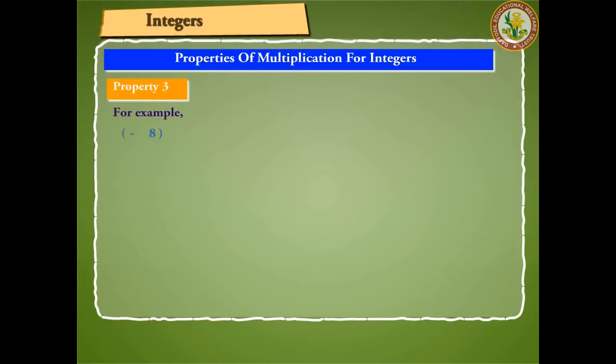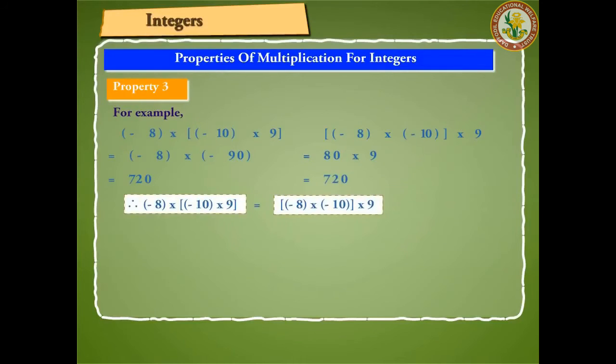For example, (-8) × (-10) × 9 = (-8) × (-90) = 720, and [(-8) × (-10)] × 9 = 80 × 9 = 720. Therefore, [(-8) × (-10)] × 9 = (-8) × [(-10) × 9].